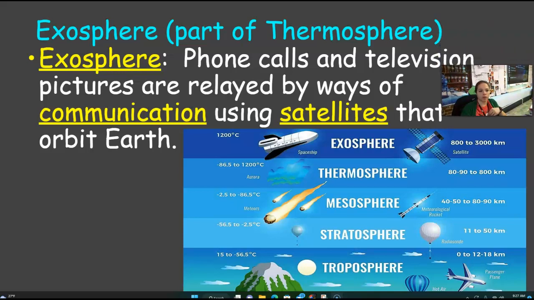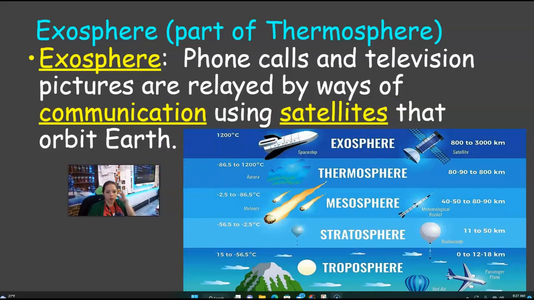And then you have the exosphere. So the exosphere, this is where your phone calls and your television pictures are relayed by ways of communication, aka satellites. Satellites hang out up here. So all of our transmissions hit off of that satellite.